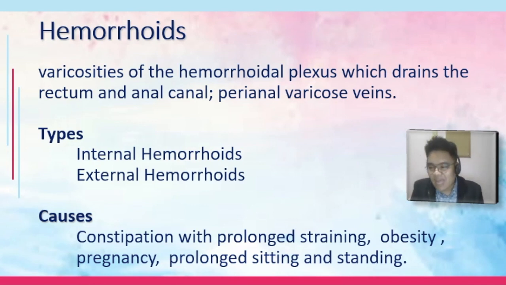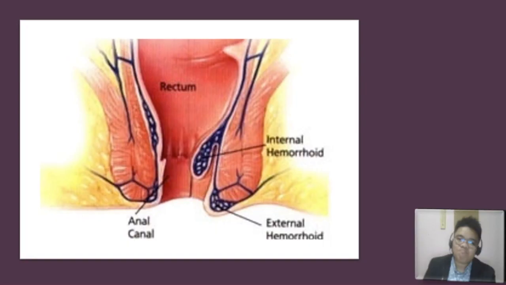Causes. This can be caused by constipation, prolonged straining. Because of prolonged straining, venous return will not be good, and because of that, there will be engorgement of your veins. Obesity is a major risk factor, as is pregnancy. Obesity and pregnancy both increase the pressure towards your vein. Then you have prolonged sitting and standing. Either of these positions also increases your risk for hemorrhoids. That's why it's not recommended to stay on a single position for a prolonged period of time.